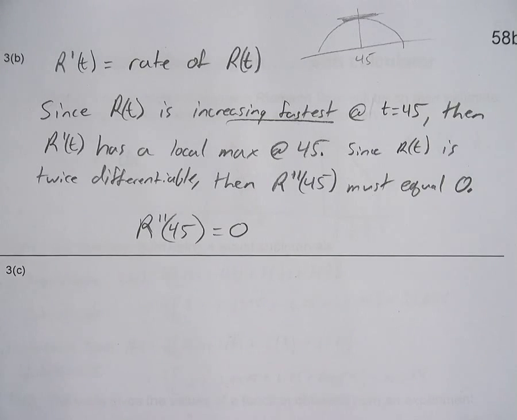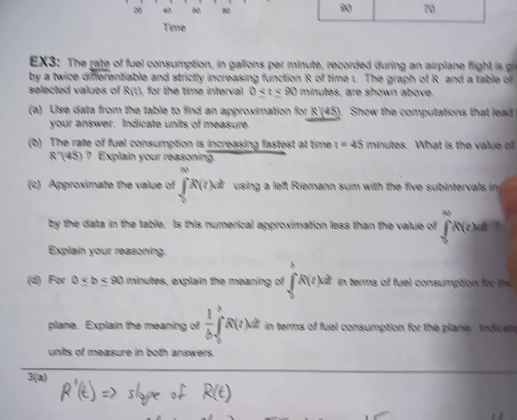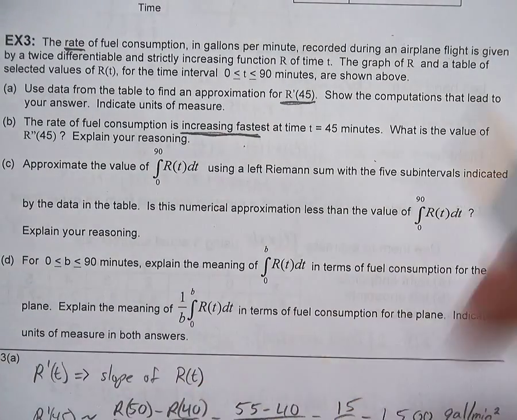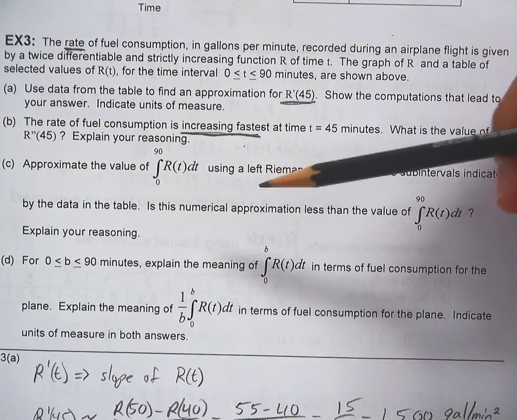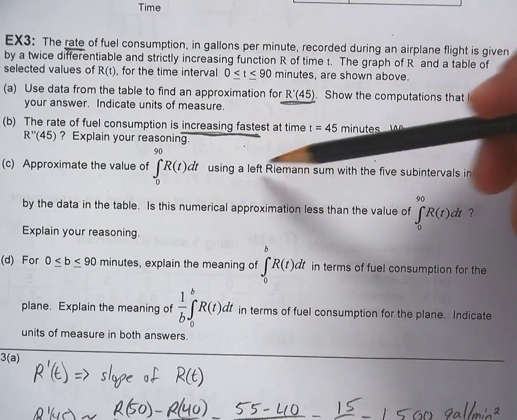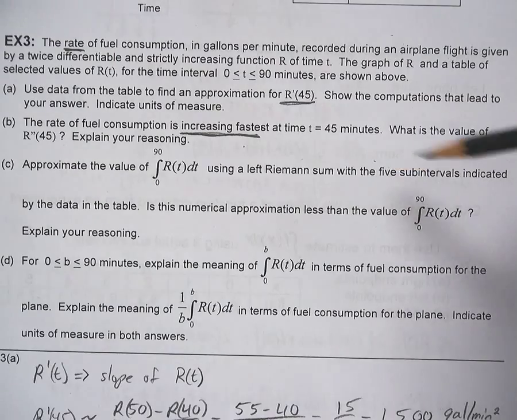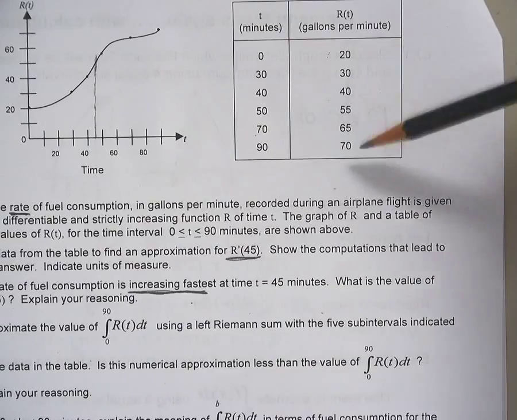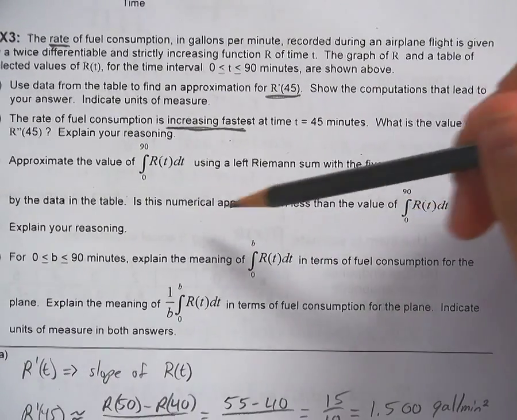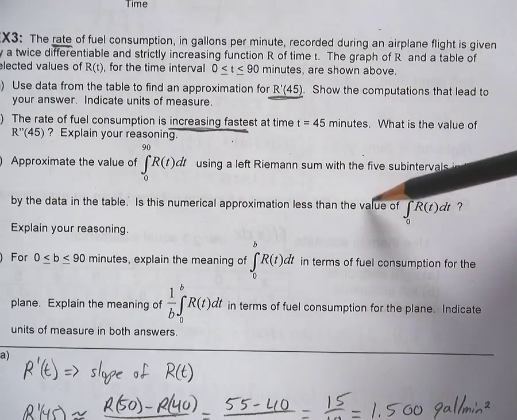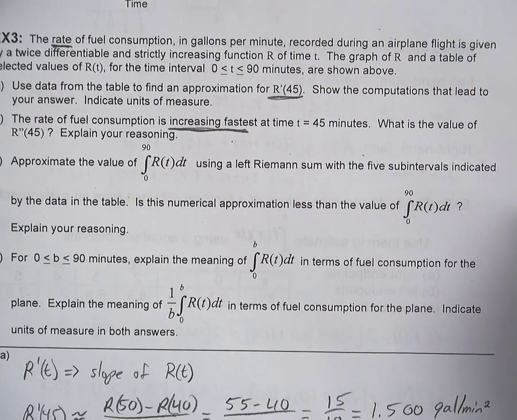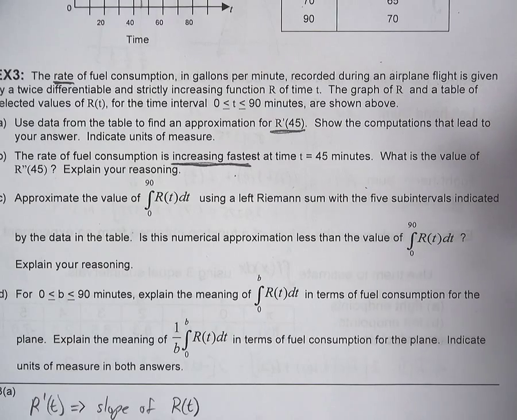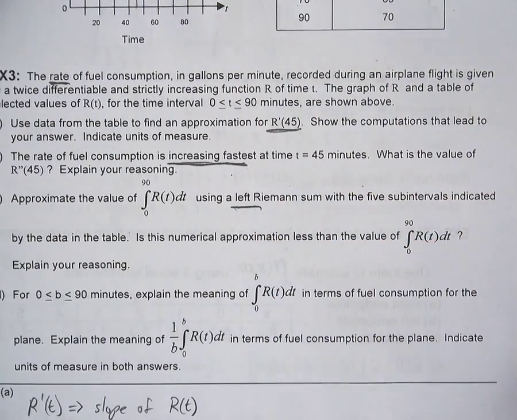Alright, let's finish this up here. Part C, I'm going to flip back over. Part C says to approximate the value of the integral from 0 to 90 of r of t dt using a left Riemann sum with the 5 subintervals indicated in the data table. So here's your intervals up here. And is it going to be less or greater than the original? Alright, so from 0 to 90, I'm going to use 5 subintervals, and they're going to be a left Riemann sum.